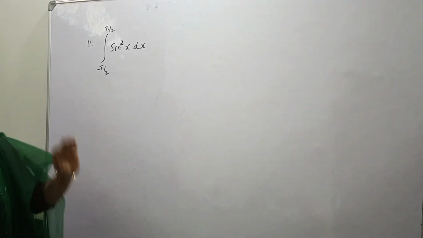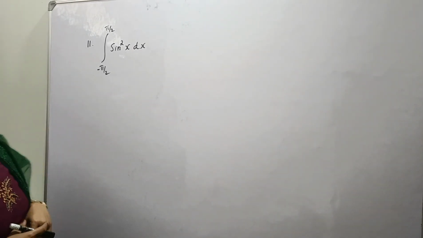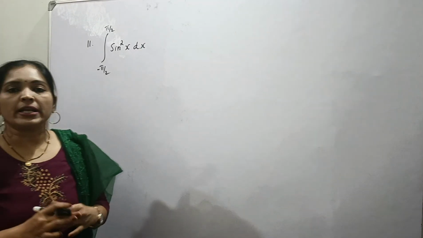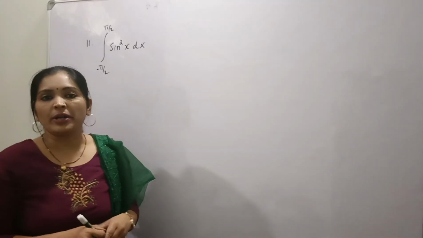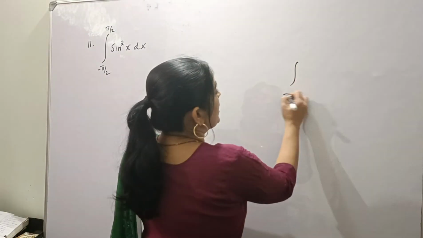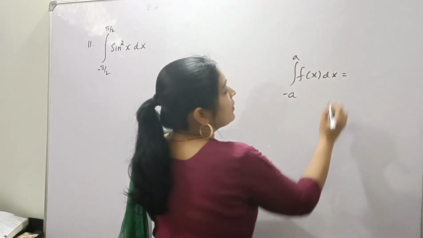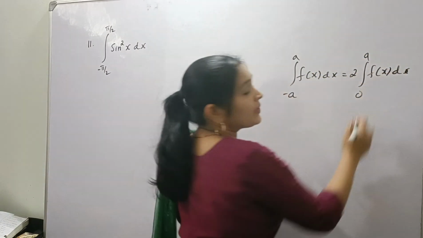Exercise 7.11, 11th question. Evaluate the integral from minus pi by 2 to pi by 2 of sin square x dx. See here, this given definite integral is of the form integral from minus a to a of f of x dx. We have a property, right? That is, integral from minus a to a of f of x dx is equal to 2 into integral 0 to a of f of x dx.